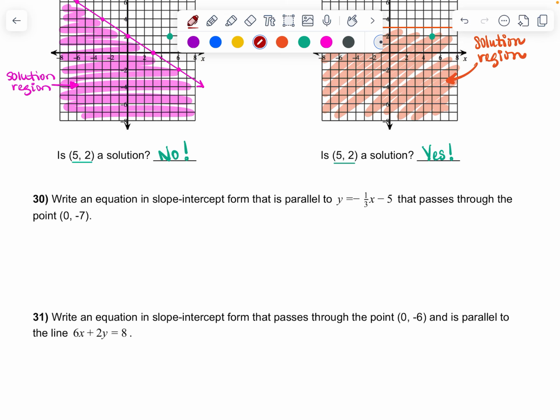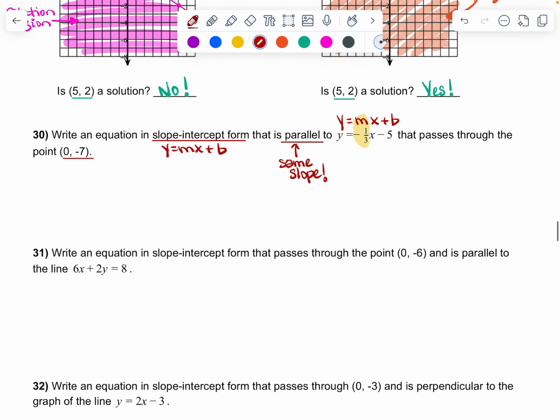We're getting to the stuff that we just took a test on recently. All right, so write an equation in slope-intercept form. All right, so that's y equals mx plus b. That is parallel. So remember, parallel means same slope to y equals negative 1/3 x minus 5. Now I like this because he's already written in y equals mx plus b form, which means his slope is -1/3. And we also want it to go through the point 0, -7.